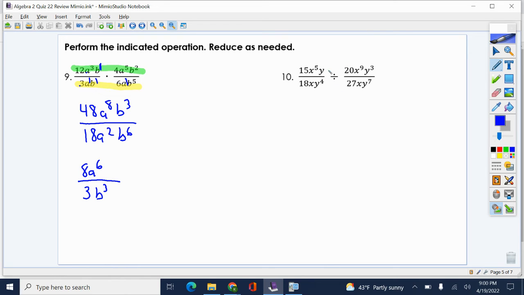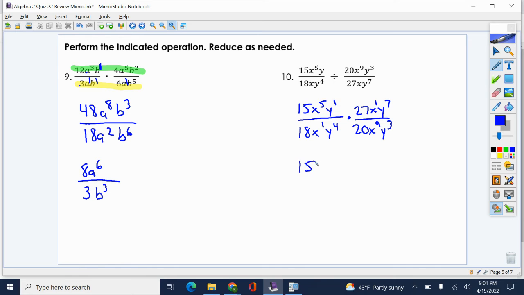Next one, similarly, I am going to rewrite this. 15x to the 5th, y to the 1 using that placeholder. Optional. X to the 1, y to the 4. Multiply and flip this. So 27x, y to the 7. There's a 1 there. 20x to the 9, y to the 3. These are big numbers. I can more easily reduce them. So I'm not putting them together, but you could still if you wanted to use the calculator to reduce.